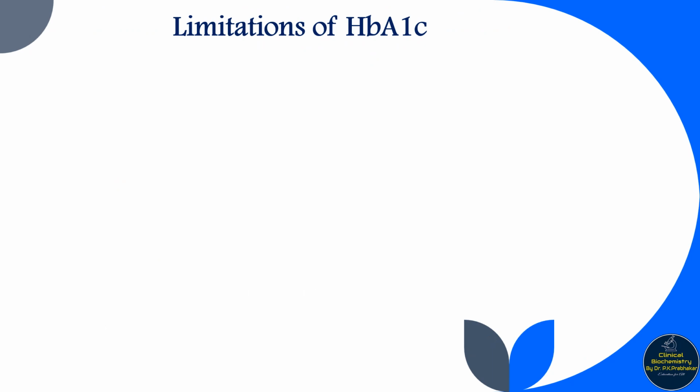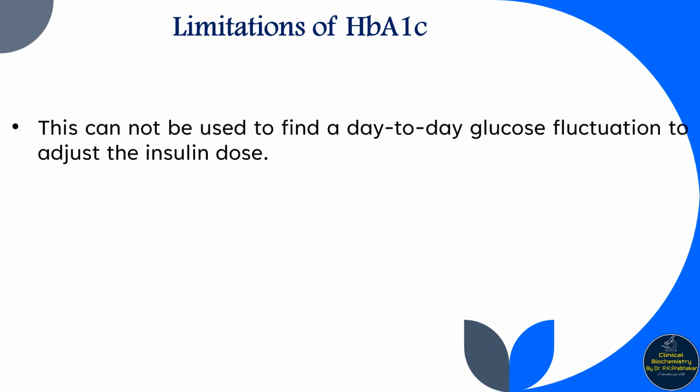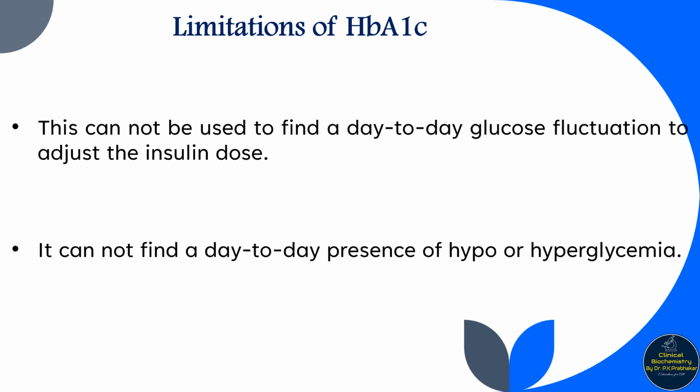Then, what are the limitations of HbA1c? The first thing is that there are certain drawbacks. It cannot be used to find day-to-day glucose fluctuations to adjust insulin doses, because it gives us roughly long-term chronic information. It cannot find the day-to-day presence of hypo- or hyperglycemia. HbA1c may be consistently higher or lower than expected based solely on the person's average level of glycemia, or glucose.